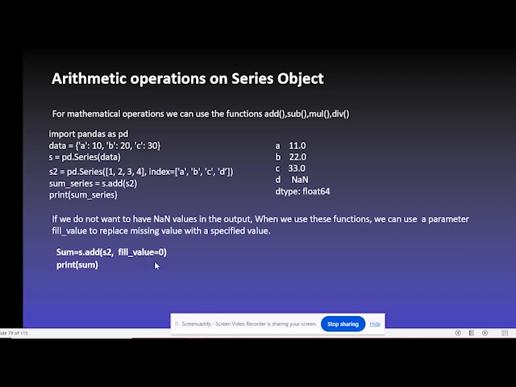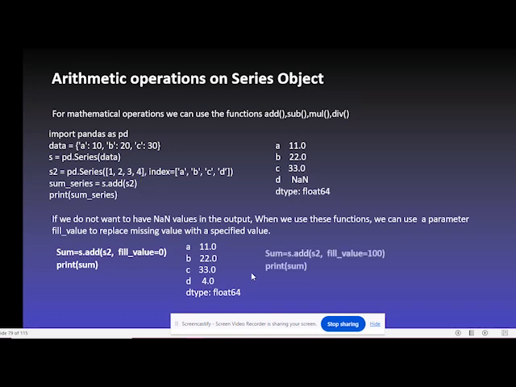Here at A we have A in both the series, so it will be added, 10 plus 1, 11. B also we have, C also we have, D. D we don't have in the first one, right? If we don't use fill_value, what will be the value? It will be NaN. But here we use fill_value equal to 0. In the second series we have D, the value is 4. So it will be 4 plus 0, 4.